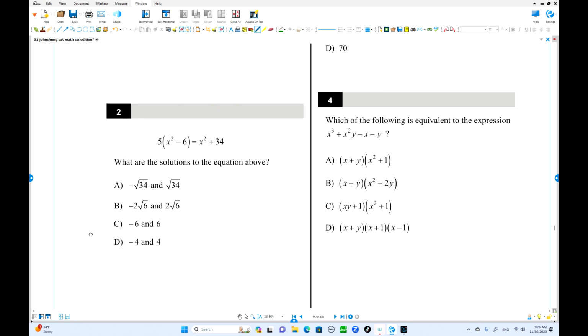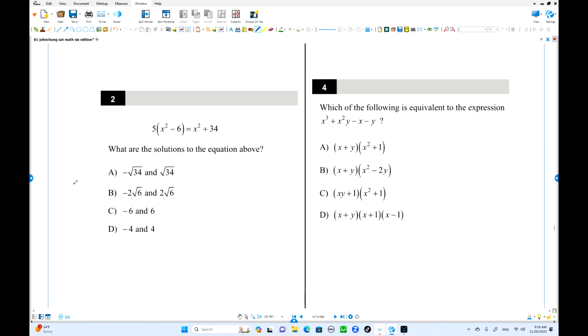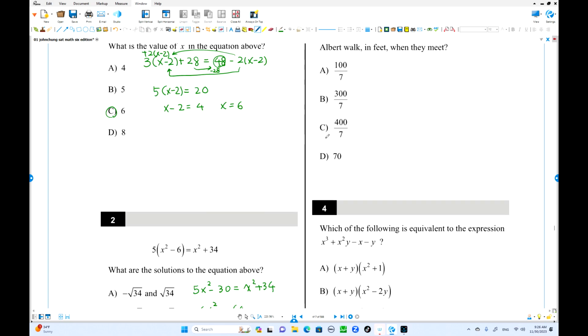Here's number 2, the solution to the equation. So just solve it, okay? 5x squared minus 30 equals x squared plus 34. So minus x squared, you get 4x squared, plus 30 both sides, 64. x squared is 16 and x equals what? We have two solutions, okay? 4 and negative 4. Choice D is the answer.